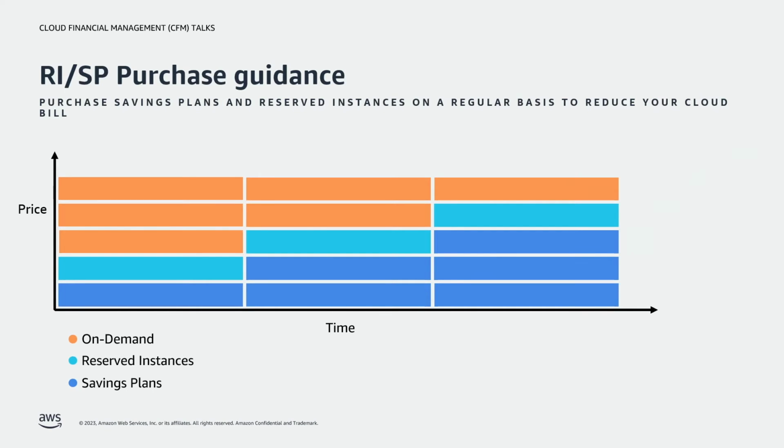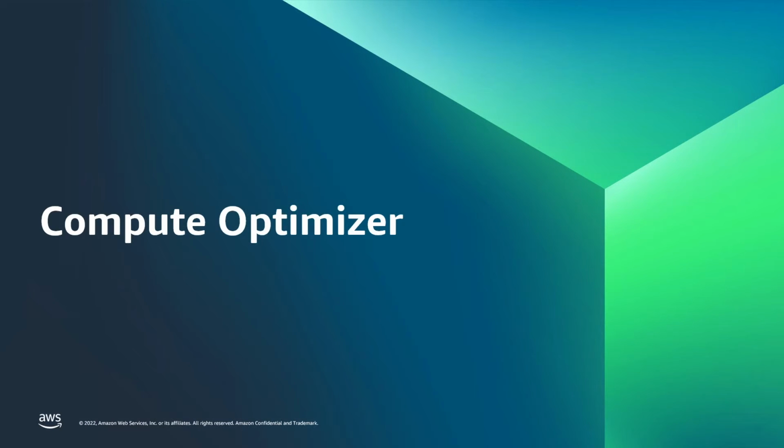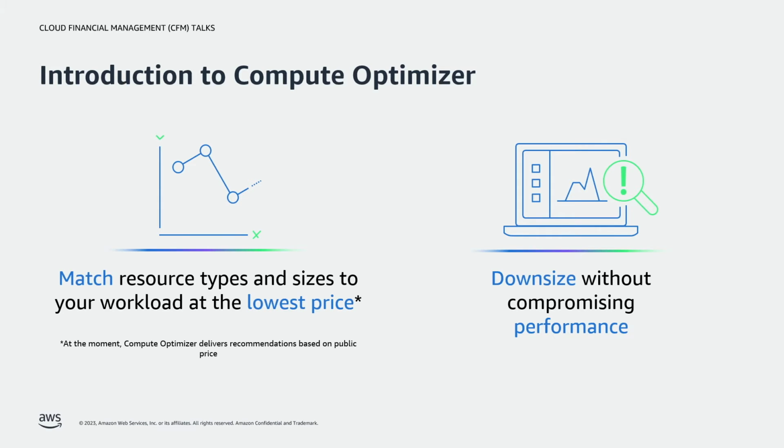Awesome. Okay, so we're going to talk about Compute Optimizer. We're going to switch gears a little bit here. We're going to talk about right sizing, the Compute Optimizer product's goal, how it was designed, how we think about right sizing as we build Compute Optimizer. So the goal behind it is to match your resources to sizes that are the performance you need at the lowest possible price.